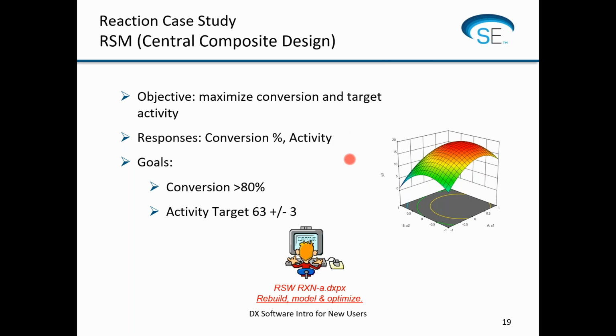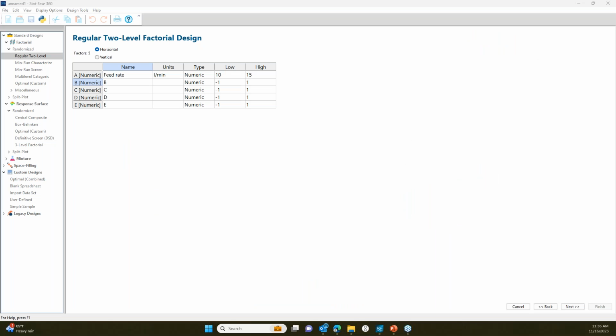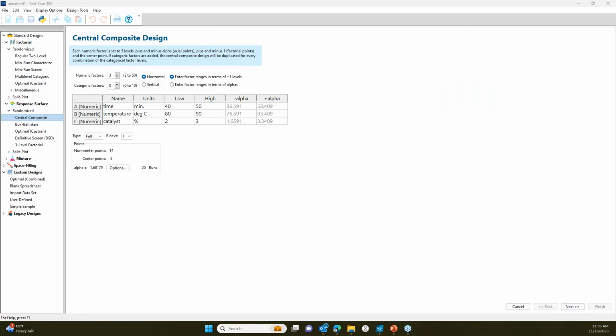So again, right, we're going to maximize the conversion, the yield, and try to achieve the targeted value for activity. So let's open that one up. Let's see here. We have, get the right one here. Is it this one? Not that one, not that one, not this one. Let's see, time, temperature, there we go.